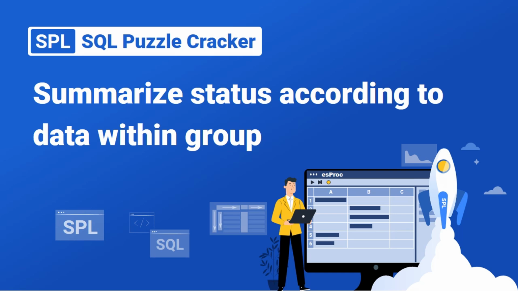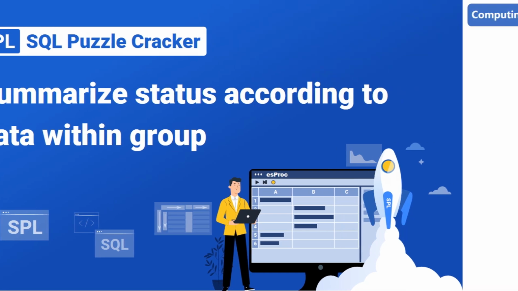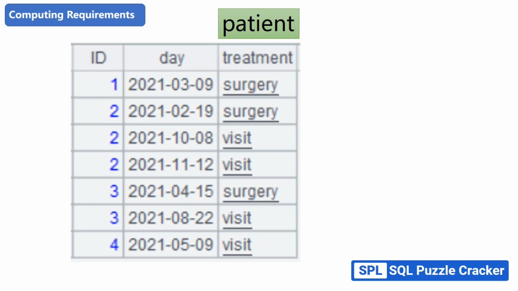Summarize status according to data within group. The patient table stores the treatment date and type for each patient, with the treatment type being surgery or visit. Now we need to calculate whether each patient has visited, and whether they have visited within 6 months after surgery.